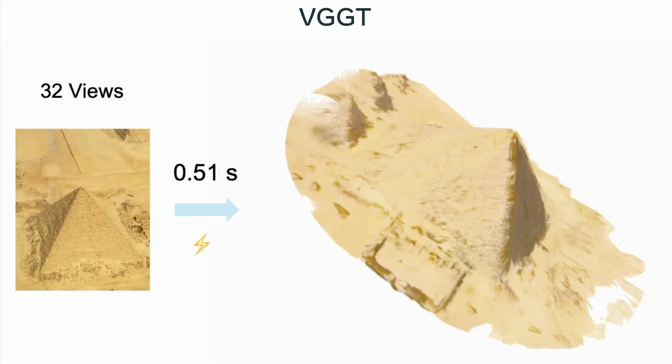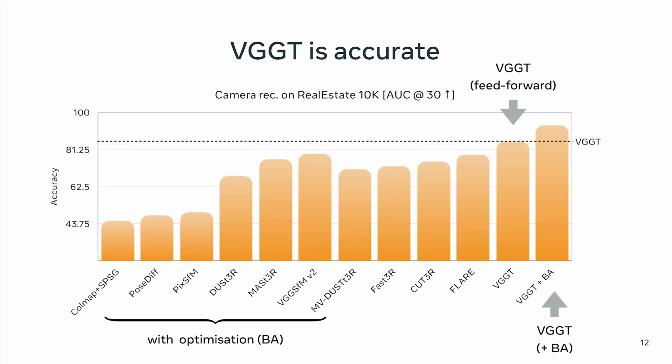So these are some examples. You have 32 views as input. Put this into the model, and in half a second, you get this as output. There's no post-optimization here. It's just feed-forward through a transformer, okay? The model is flexible. You can put in 64 views. It's going to work all the same. And you're going to get a reconstruction like this in about 1.5 seconds. If you wait a bit, you're going to see that you can also do 120 views.